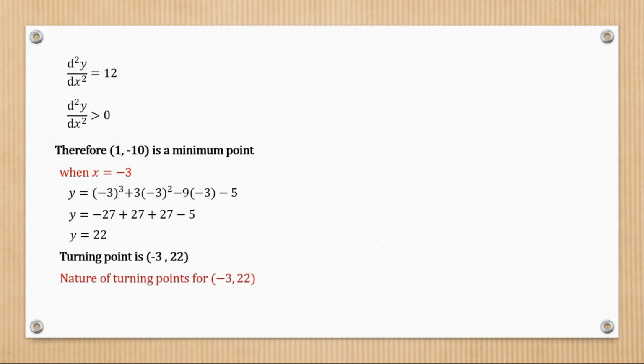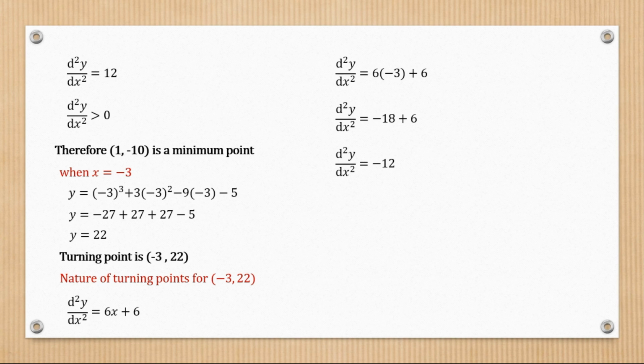Alright, so let's find the nature of that turning point. For the turning point (-3, 22), we find the second derivative, which is still 6x + 6. Now plug in -3 where you have the x, and we'll have -18 + 6, which gives us -12. So this value is less than 0.